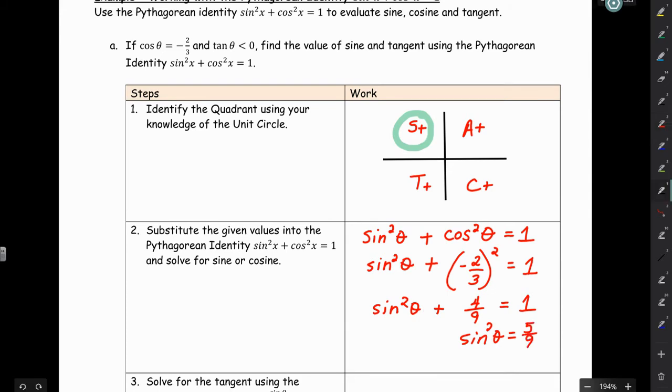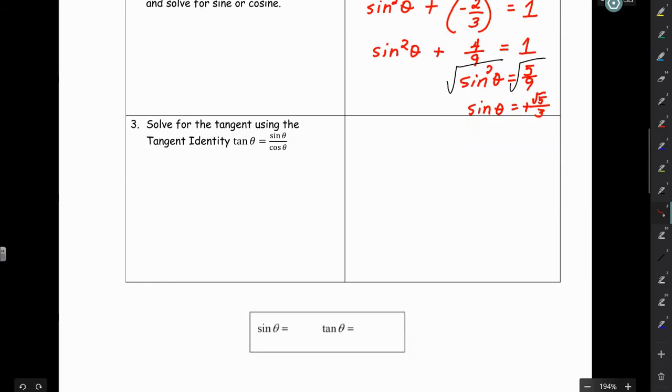We're going to take the square root of both sides. So we know that the sine of theta is equal to positive root 5 over 3. The square root of 9 is just 3. And we know it has to be positive because we've identified that we're working in the second quadrant, because cosine and tangent are negative. So we found our first solution, root 5 over 3. Let's fill that in.